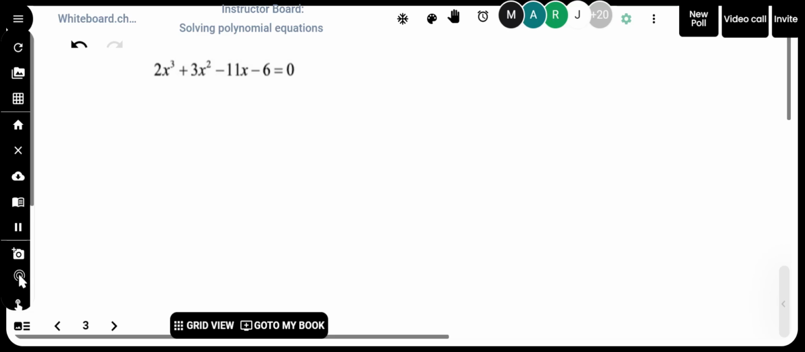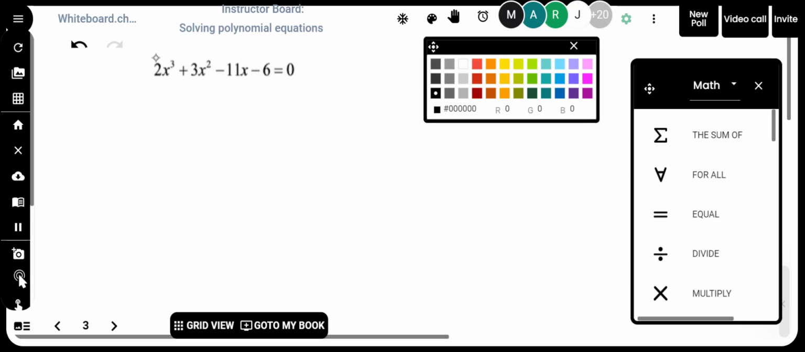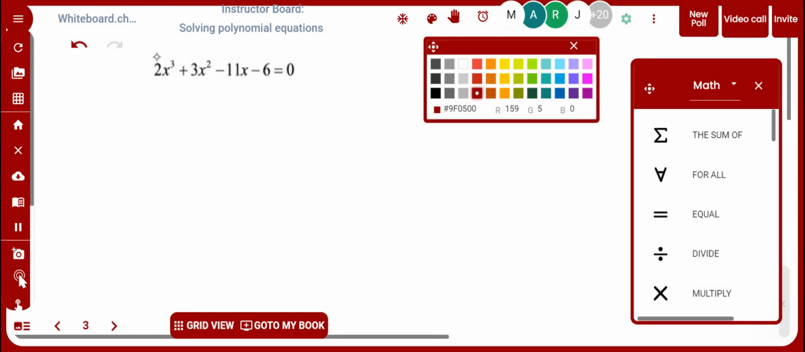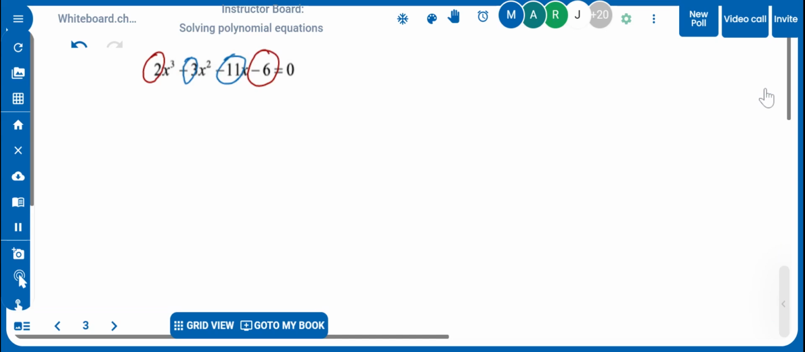2x cubed plus 3x squared minus 11x minus 6. That's what we have to solve. Unfortunately, I cannot factor by grouping. How do I know that? Because I take that first number, which is the coefficient of the x cubed, and I multiplied it by the last number, and I got minus 12. Unfortunately, when I multiply the 2 middle numbers together, I don't get minus 12. So that's unfortunately not going to help me this time.